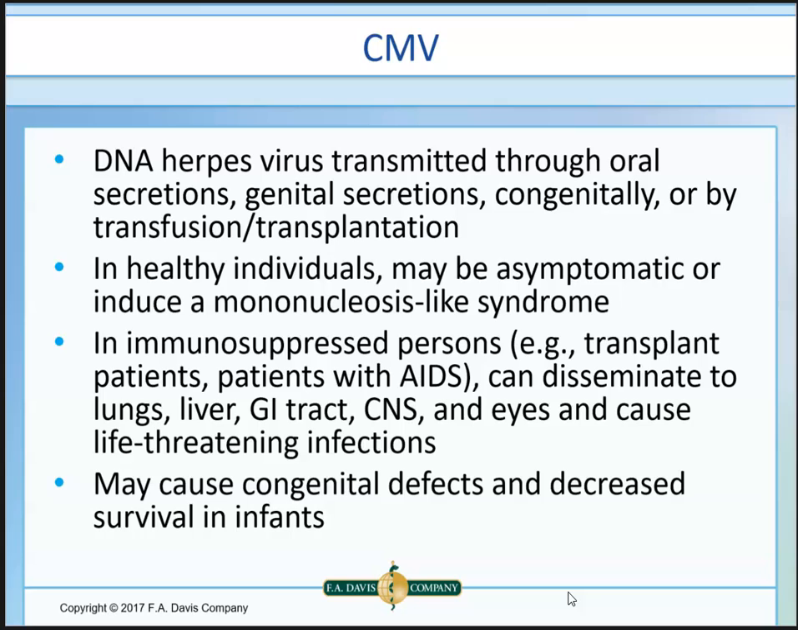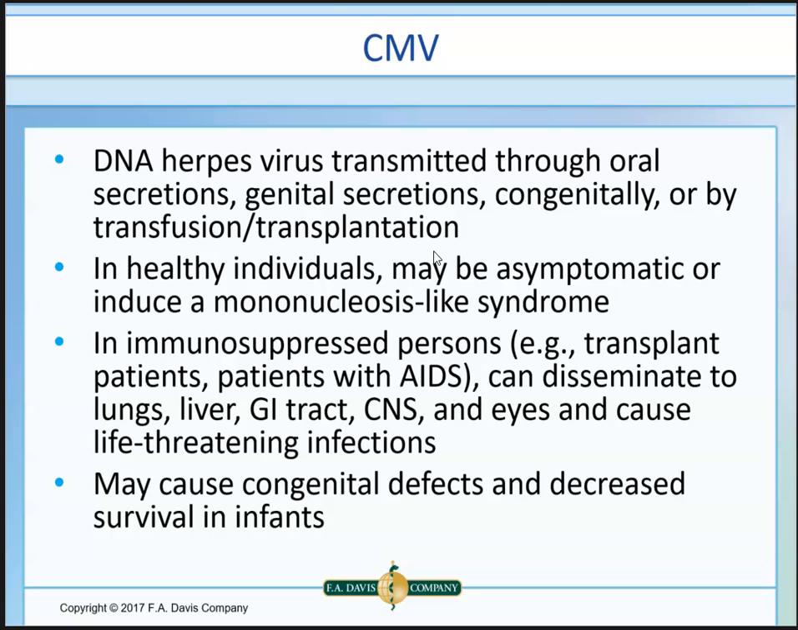CMV is cytomegalovirus. Cytomegalovirus is a DNA herpes kind of virus, and again, it's oral secretions, and you can see genital secretions, or it can be congenitally transmitted or transplantation. A lot of the blood products, we actually test for CMV because they can be transmitted in the blood products, so we have to be careful.